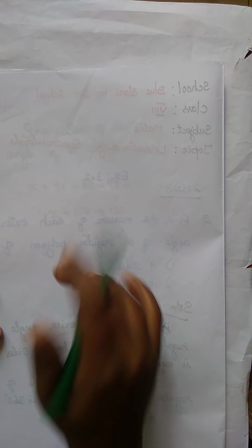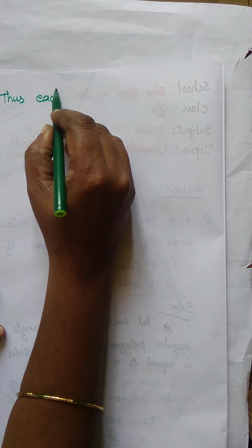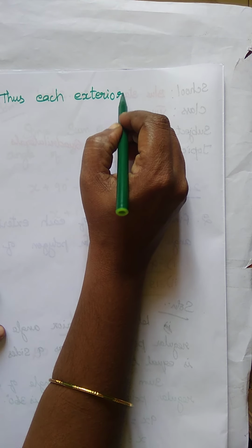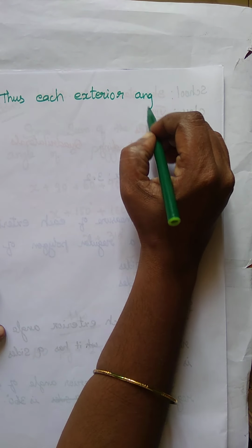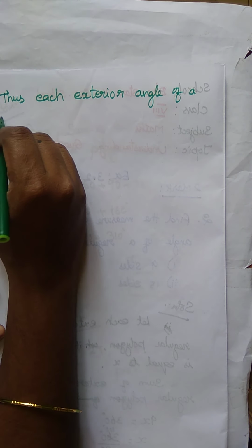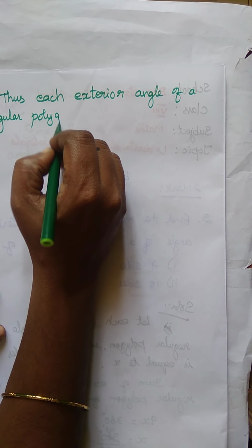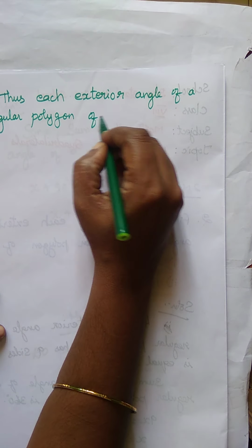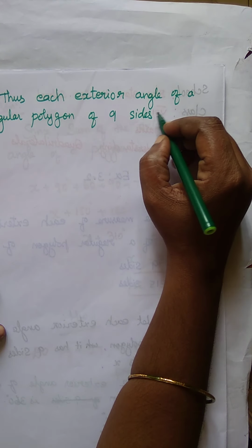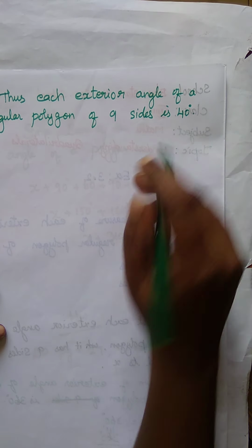So now we write the solution. Thus each exterior angle of a regular polygon of 9 sides is 40 degree. Clear? 9 sides is 40 degree.